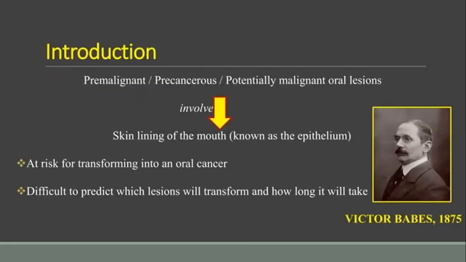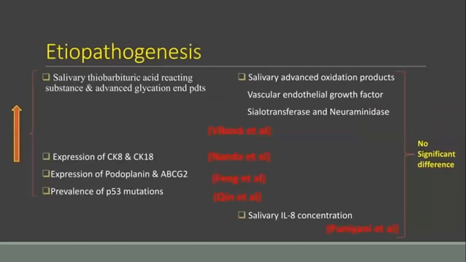Introduction. Premalignant, precancerous, potentially malignant oral lesions. They involve the skin lining of the mouth, known as the epithelium, at risk of transforming into an oral cancer, and it is difficult to predict which lesions will transform and how long it will take. And this involvement is given by Victor Babes.